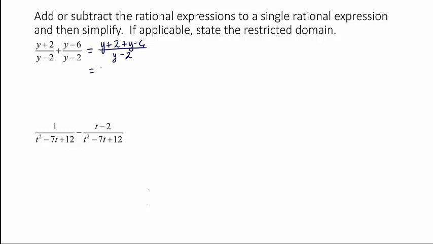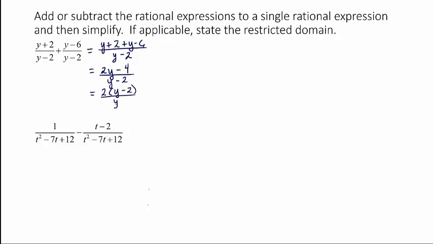Now we need to combine like terms in the numerator. So y and y is 2y. 2 minus 6 is minus 4. All over y minus 2. Okay, now I notice once we get it into just a single fraction, that I can factor the numerator. So I'm going to pull a 2 out, so I'll have 2 times the quantity y minus 2.